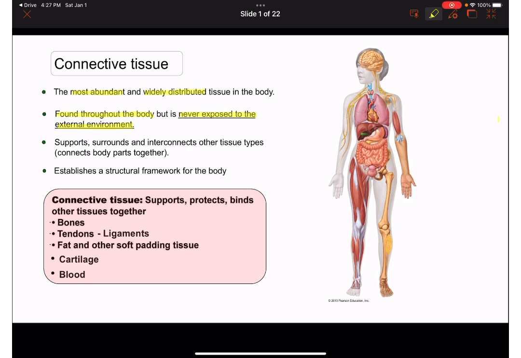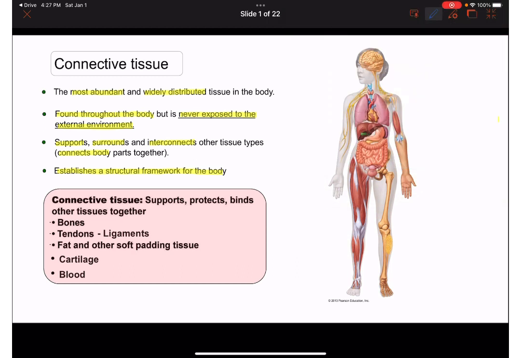And connective tissue is going to do a bunch of things. It's going to support the body. It's going to surround body parts. It's going to interconnect body parts, interconnect other tissue types. It's connecting the body together. It's going to establish a structural framework for the body. So a lot of different functions of connective tissue.